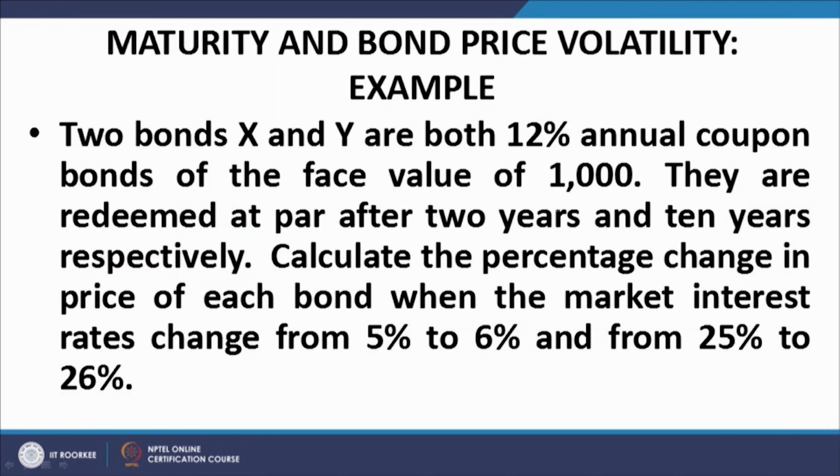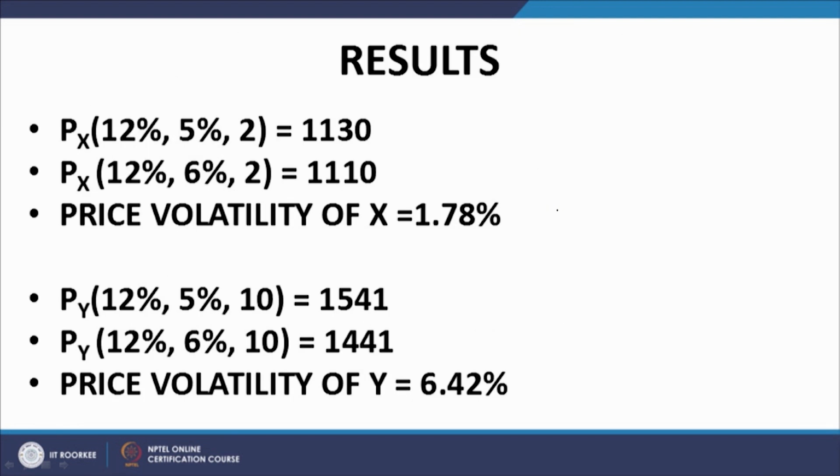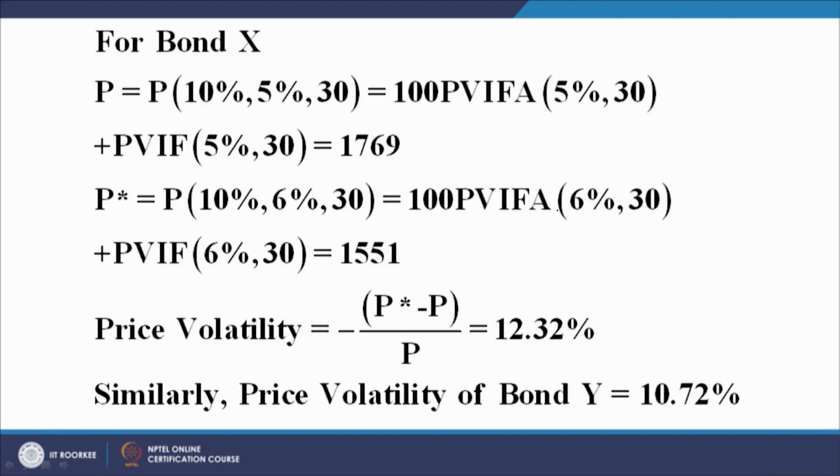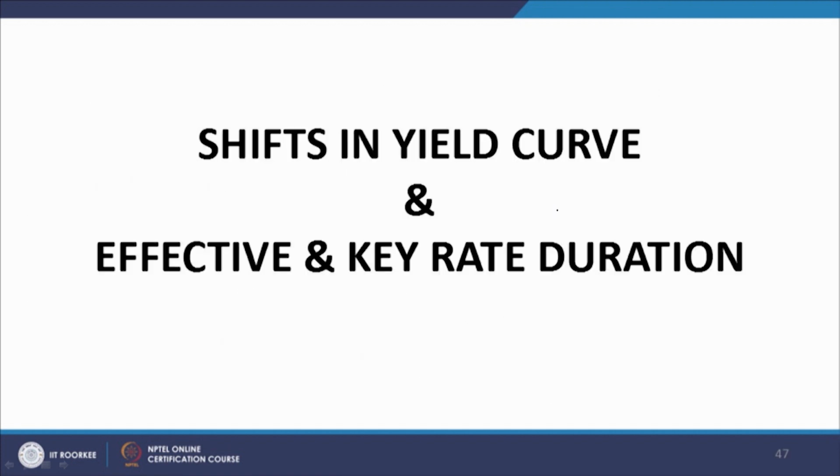These are some examples which are quite straightforward. So, I leave it as an exercise for the learners. The solutions are there in this presentation, so I will not go into these examples. They are quite straightforward. Any issues can be discussed in the discussion forum when this course is launched. Now, we talk about shifts in the yield curve and the issue of duration. How does the duration relate to the shifts in the yield curve? That is our next exercise.